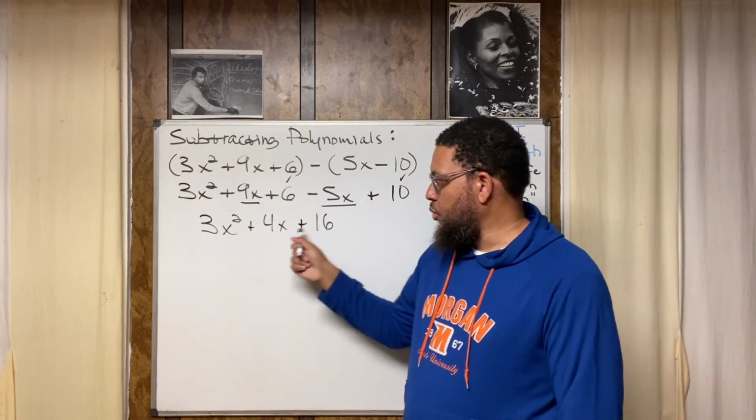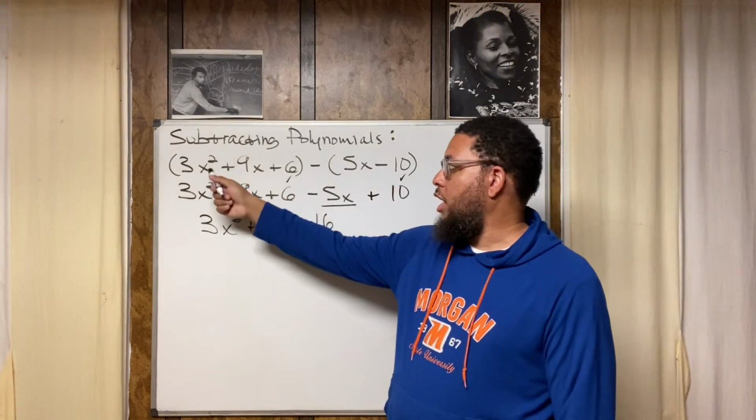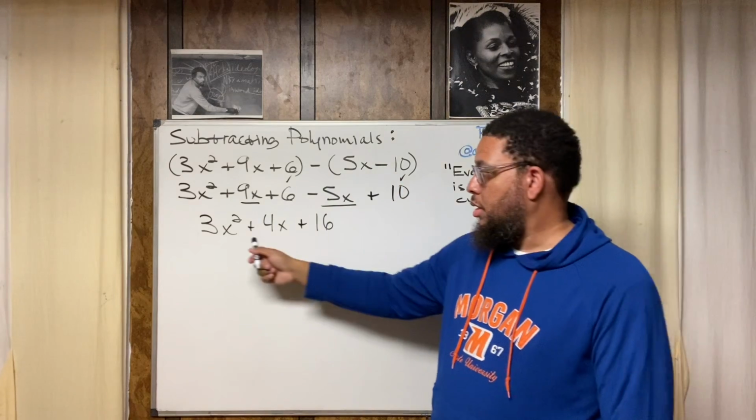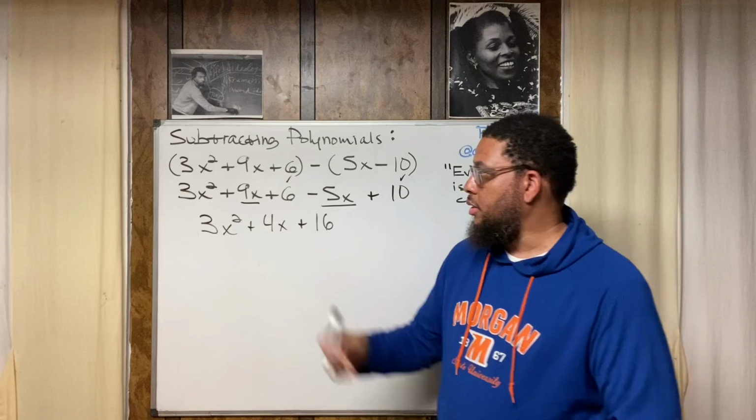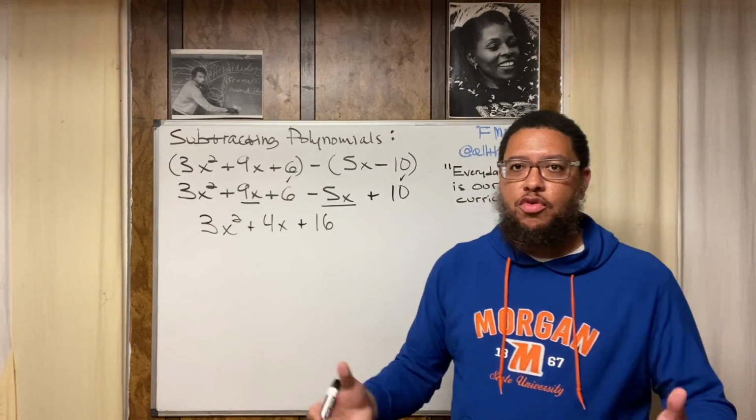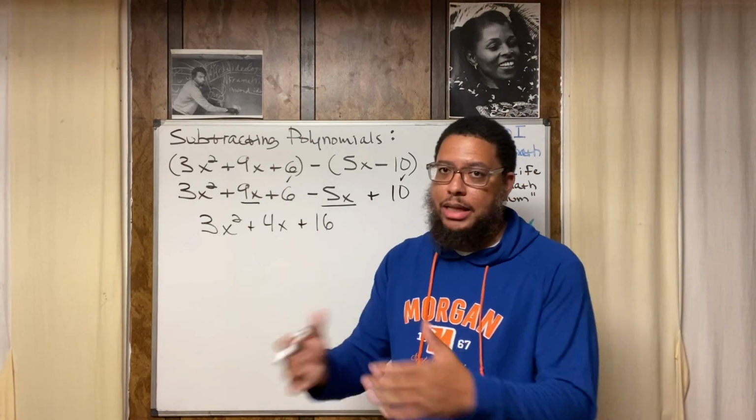Look, I end up with 1, 2, 3 terms. We started out with 5 terms. We end up with 3. We started out with 5. We're simplifying. Subtracting or adding is a form of simplifying. We're simplifying a polynomial expression.